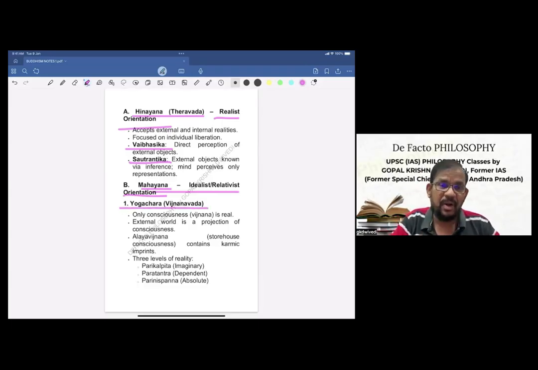So this is one branch. It says only consciousness is real. This is what Yogachar Vigyanvad says. The external world is a projection of consciousness. Then Alay Vigyan, that is the storehouse of consciousness, contains karmic imprints. Then there are three levels of reality: Parikalpit, Paratantra, and Parinispanna. That is imaginary, dependent, and absolute. This is what Yogachar Vigyanavad says.